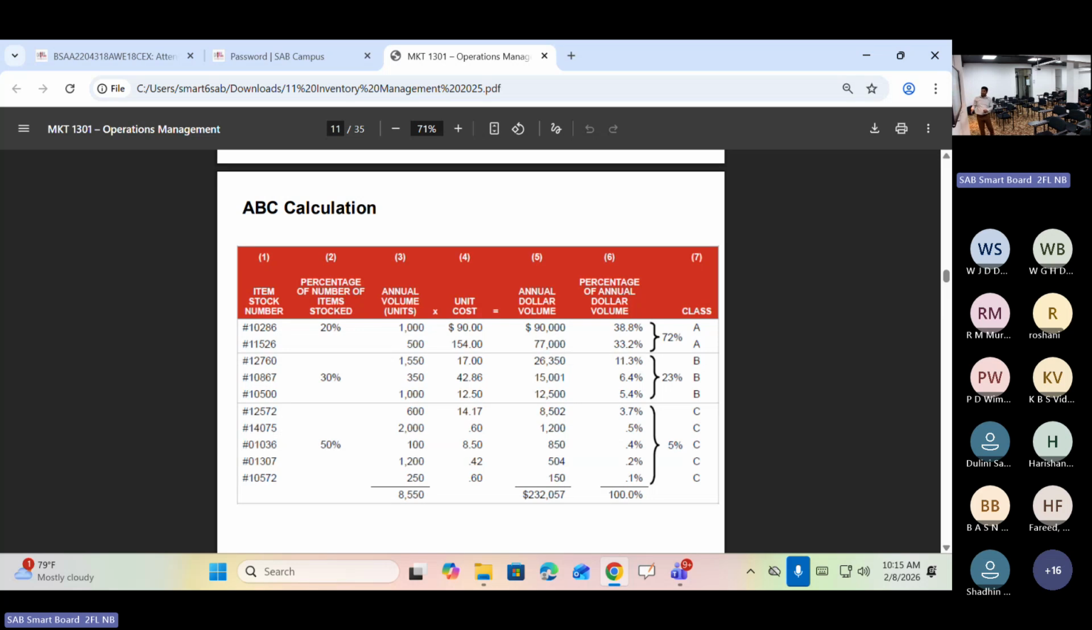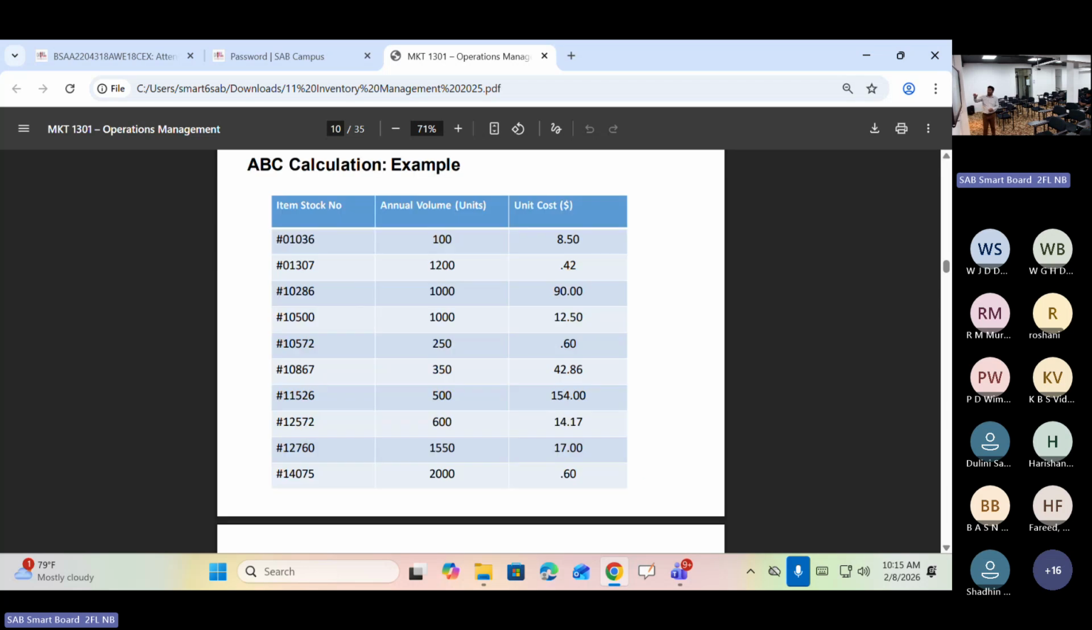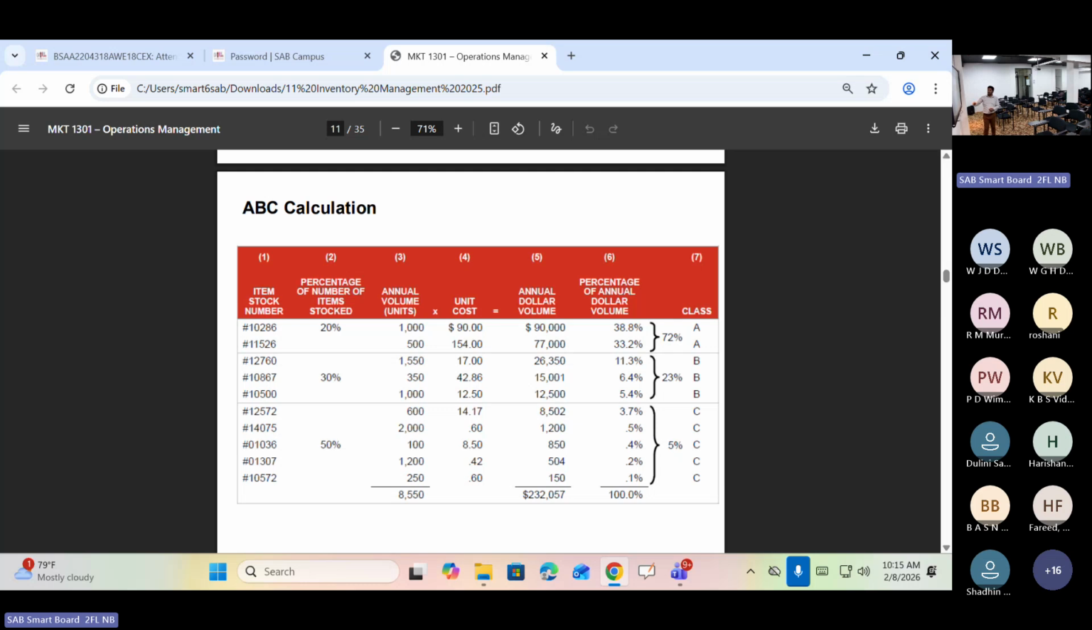Now, the calculations are mentioned so you can easily understand it. When you multiply the annual volume by unit cost, you get the annual dollar volume. And when you arrange them in descending order, most valuable to least valuable, you get answers like this. So, when you multiply column 3 by column 4, you get column number 5, that is the annual dollar volume.